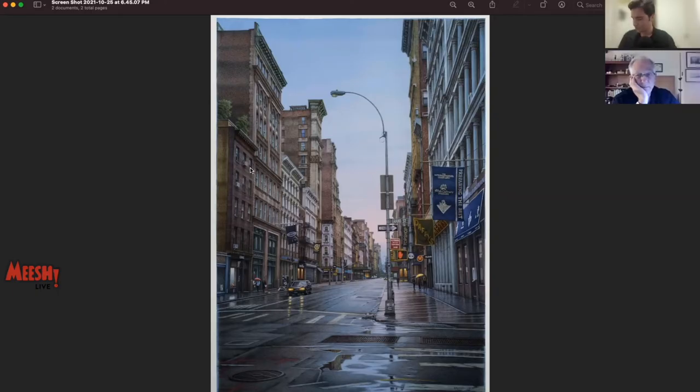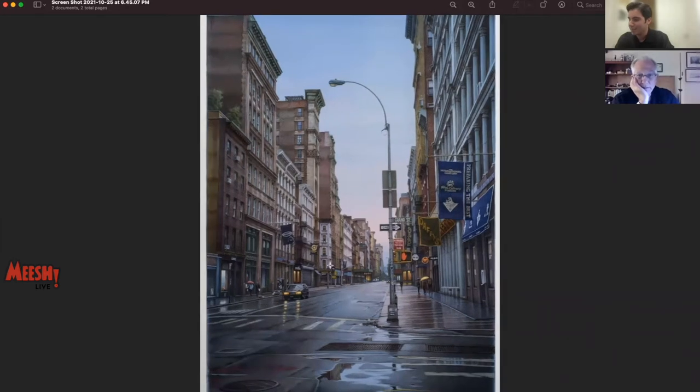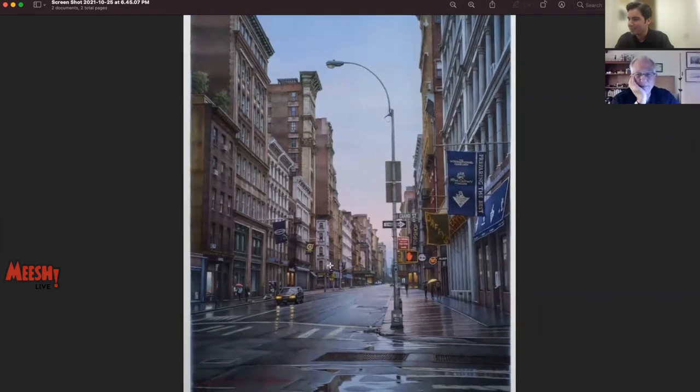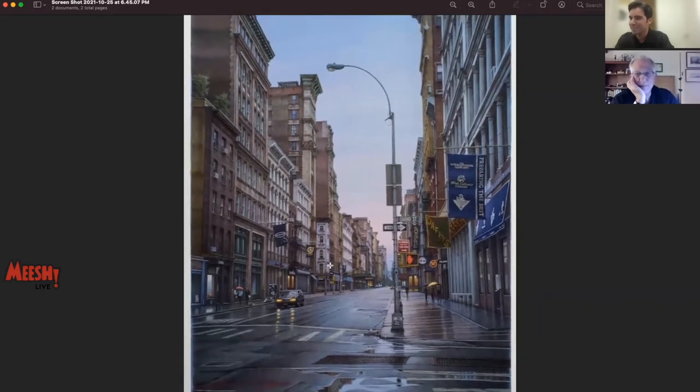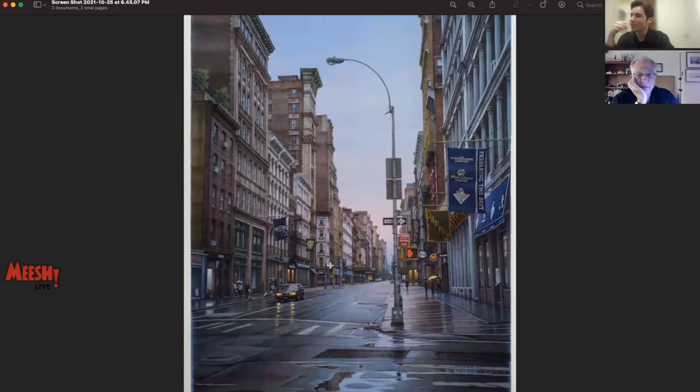So we're looking at your 2019 painting, Broadway and Grand Street. Right. That's what I call a big boy. How big is it? It's 30 by 50. Something that really stands out to me about this one is the fact that the street is wet.